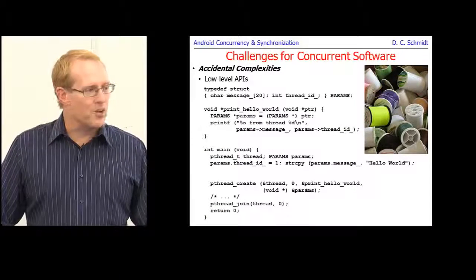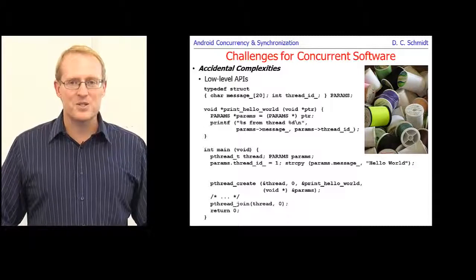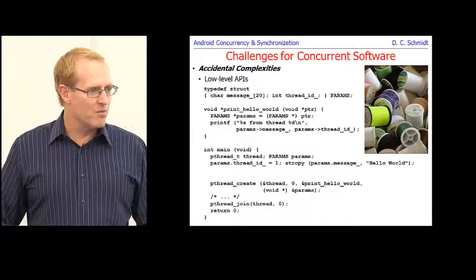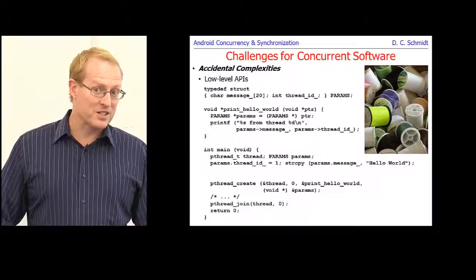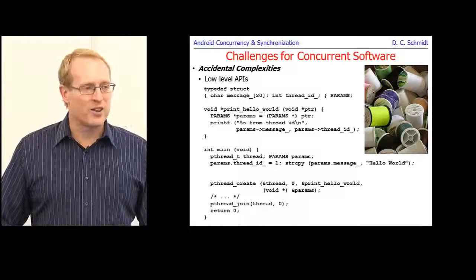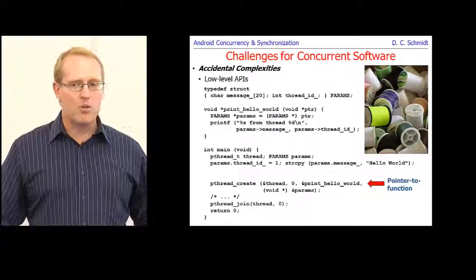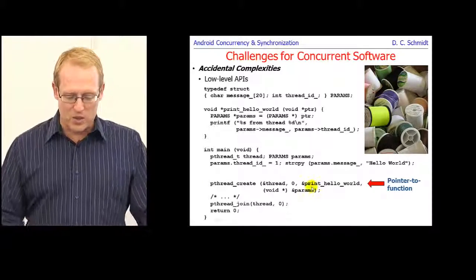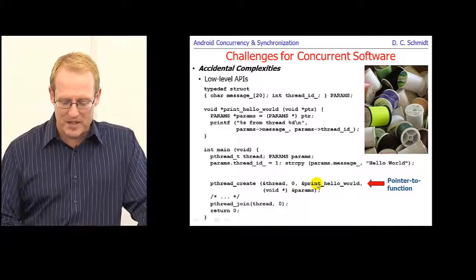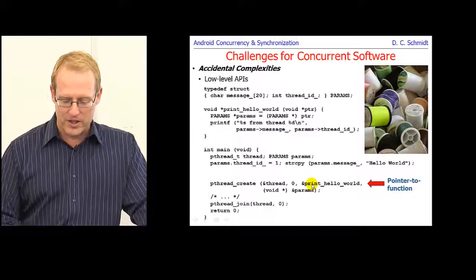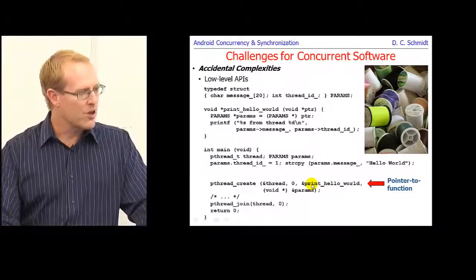So here's an example of a program written in C using POSIX pthreads, which is a portable, at least to POSIX platforms, way of writing threaded applications. So let's take a look at how this works. There's a lot of very error-prone things in this code. One of the things is when you use pthreads, you have to pass a pointer to a function. So here we're passing print hello world, which is a function, to the code.